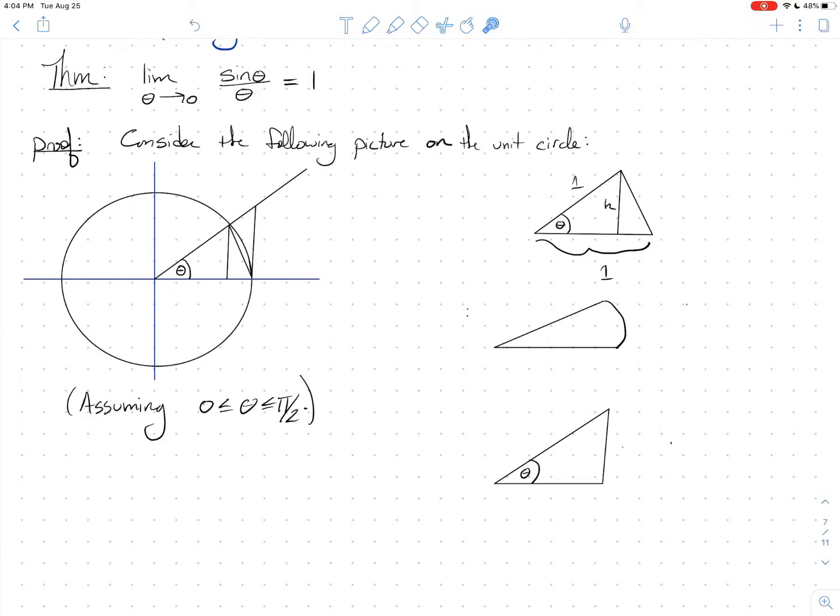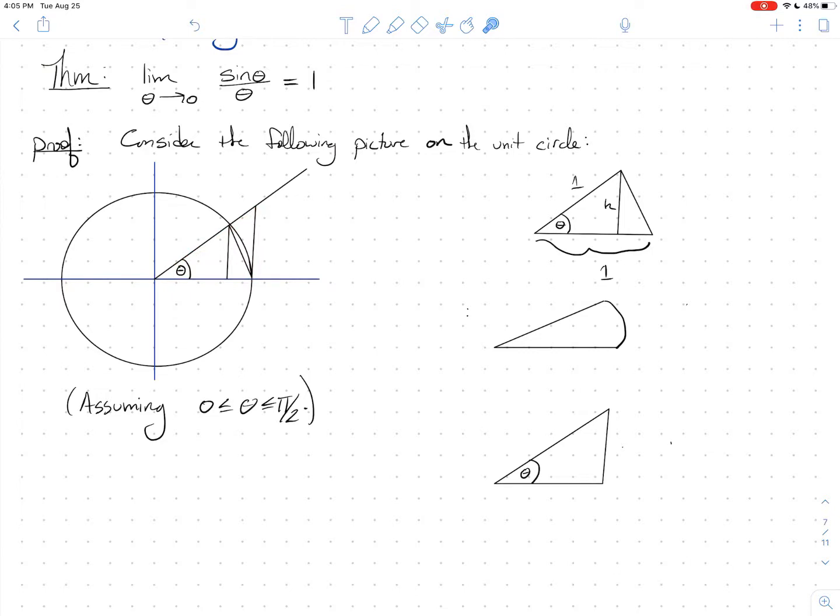So I'm interested in 3 different pieces with you. I'm interested in this triangle right here. Hopefully you can see that one. And I'm interested in this wedge right here. Hopefully you can see that one. And I'm also interested in this larger triangle right here. Hopefully you can see that one as well. And so that's the plan.